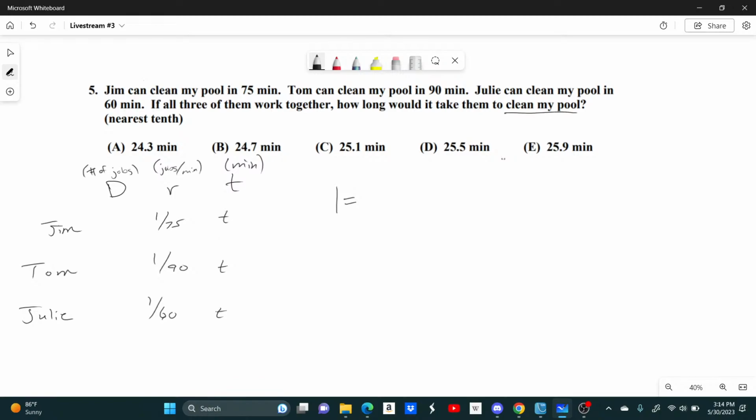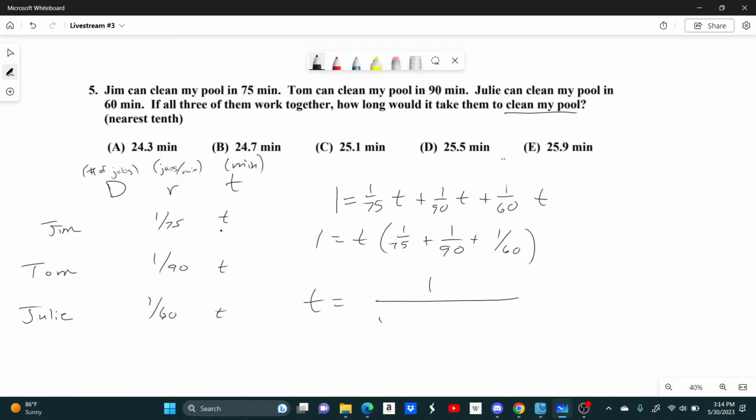That's 1 job. And that'll be the amount that Jim does plus the amount that Tom does plus the amount that Julie does. So the amount that Jim does is 1 over 75 times T. The amount that Tom does is 1 over 90 times T. And the amount that Julie does is 1 over 60 times T. So if we factor out a T, you get T times 1 over 75 plus 1 over 90 plus 1 over 60. And so the time it takes them is 1 over 1/75th plus 1 over 90 plus 1 over 60. And what does this give you? 24.3 minutes. There you go. Answer choice A.